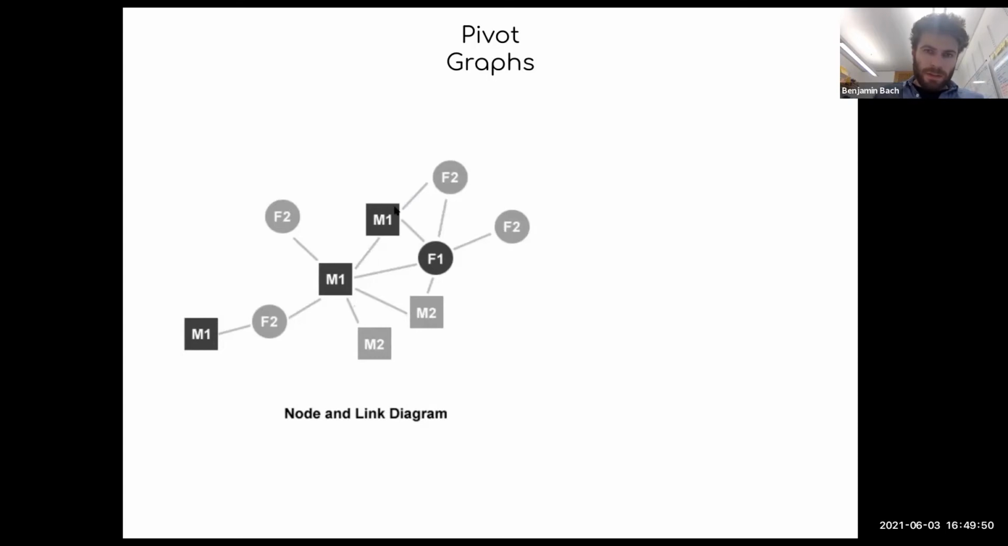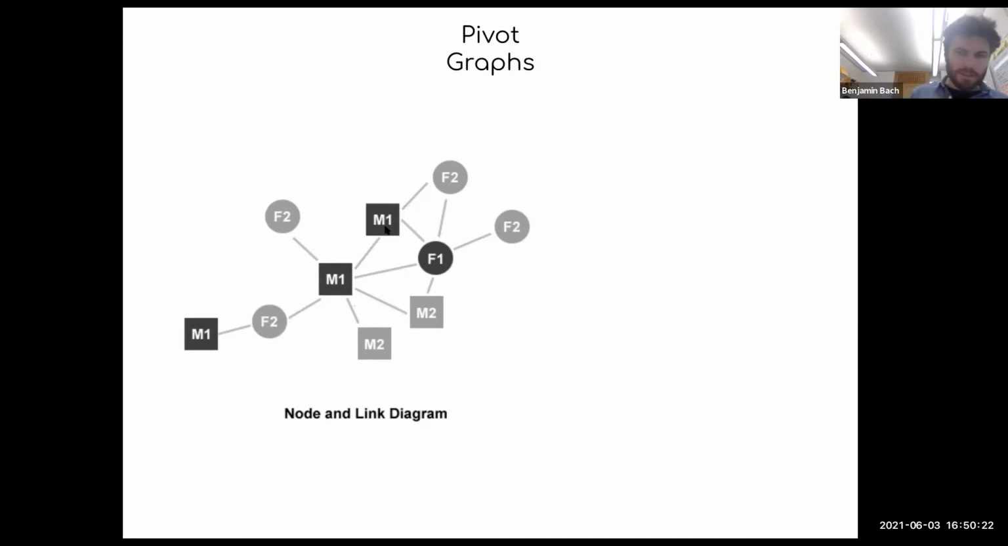So in these pivot graphs, let's focus on this one example. We have a social network, and we have a couple of female nodes. They're all starting with F, and we have a couple of male nodes here. They're starting with an M, and the male nodes are squares, and the female nodes are circles. And the numbers mean family. So we have females from family 2, and then we have family 1 as well.